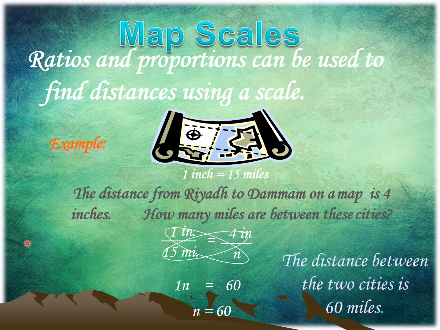Map scales. Ratios and proportions can be used to find distance using scale. Look at the given map. The scale of this map already provided 1 inch equal 15 miles. So look at the example. The distance from Riyadh to Dammam on a map is 4 inches. How many miles are between these cities? This is only an example. Look at that. We can make a proportion: 1 inch over 15 mile equal 4 inch over n. From here, you'll get the distance between the two cities is 60 miles.